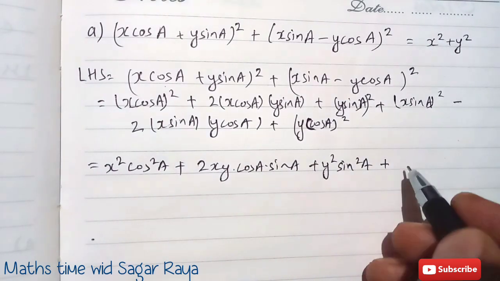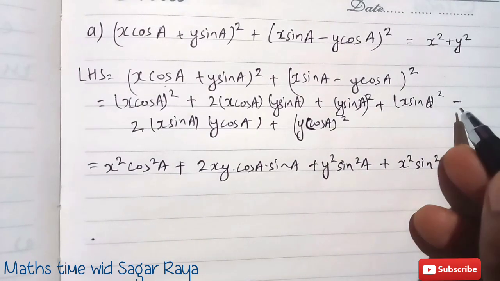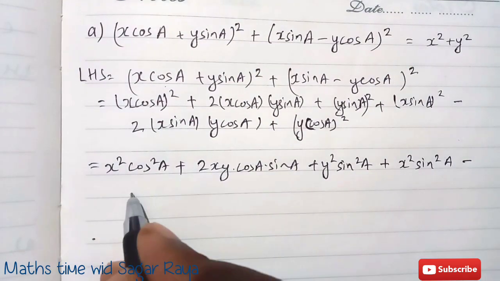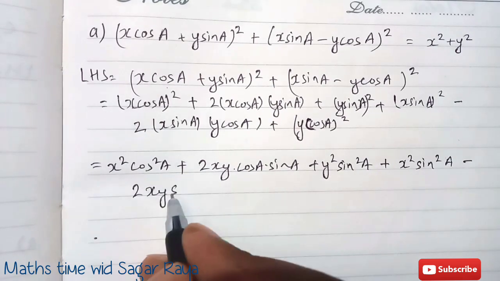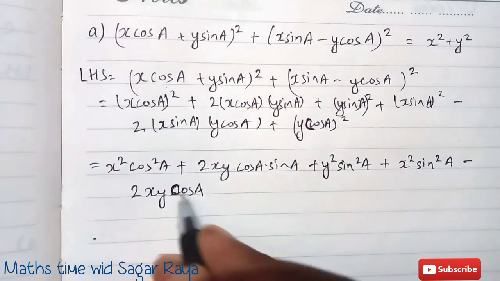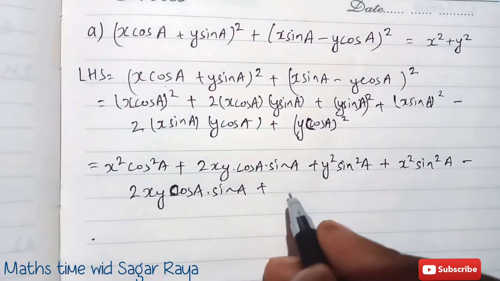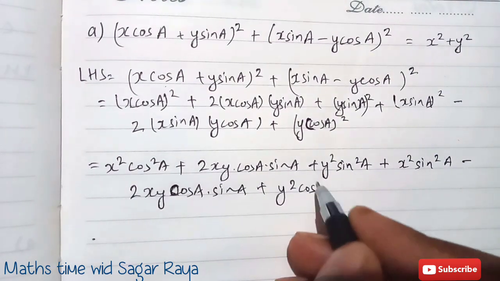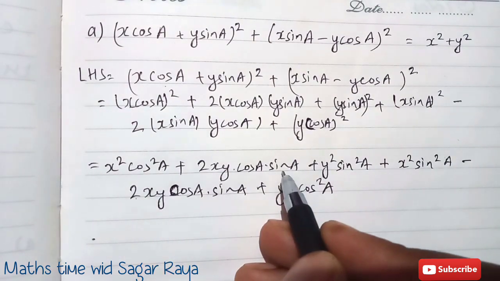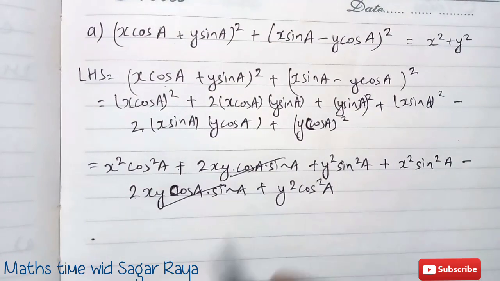So x sin A whole square can be written as x square sin square A minus, now 2 times x sin A times y cos A can be written as 2xy cos A sin A, and then y cos A whole square equals y square cos square A. Now we can see 2xy cos A sin A, here also 2xy cos A sin A, but here is positive sign and here its sign is negative, so you can cancel this and this.